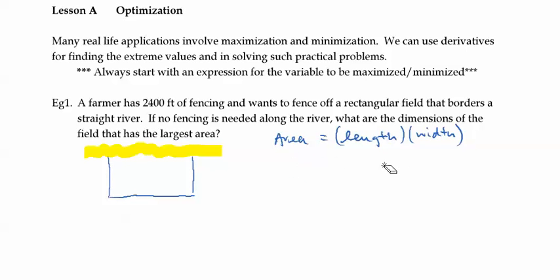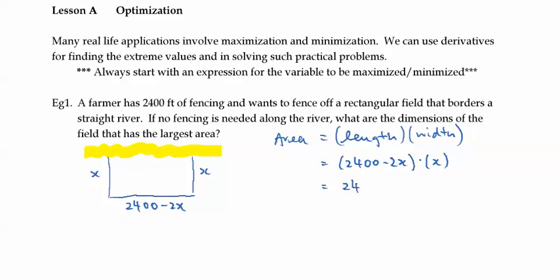So going back to this picture first, if we are to find the area of this rectangular shape, I need to start with some variables. Let me call the short side x, and that means the other side of this rectangle would then be 2,400 minus 2x. So in this case, if we have the length and the width in terms of x, we can then come up with an expression for its area.